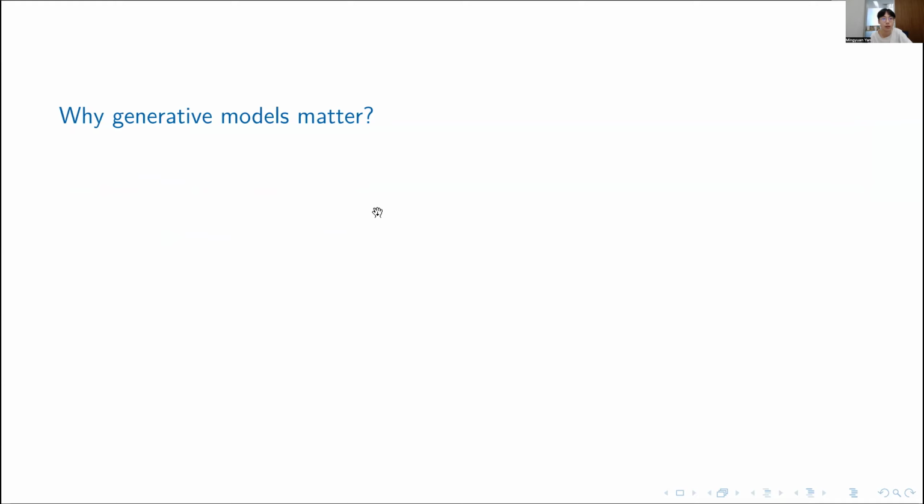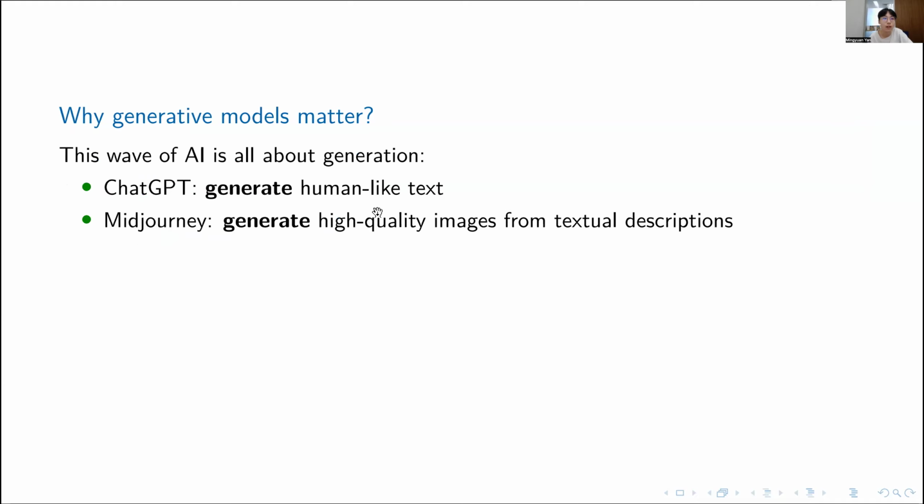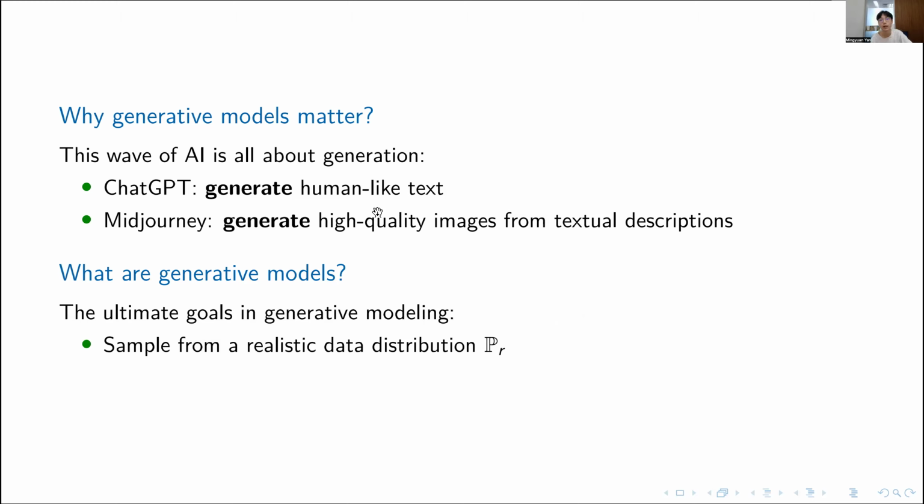Why generative models matter? This is because this way of AI is all about generation. Like ChatGPT, it can generate text. Midjourney can generate images. And what is generative modeling? From my perspective, I think the ultimate goal in generative modeling is sampling from realistic data distribution.